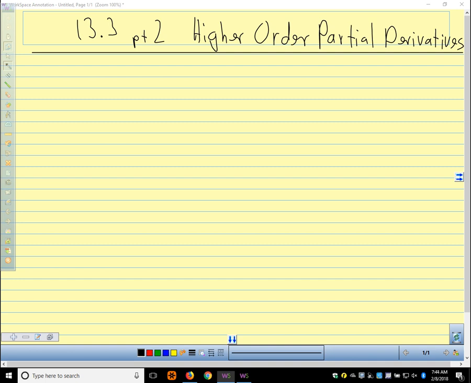All right, so what we're going to do today is, we talked about taking a partial derivative. We want to take higher order partial derivatives. We want to take second partial derivatives and third partial derivatives, etc. So we'll give the example with a two-variable function, z equals f of x, y.